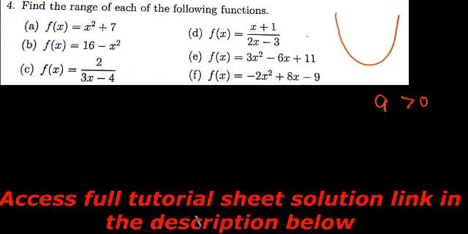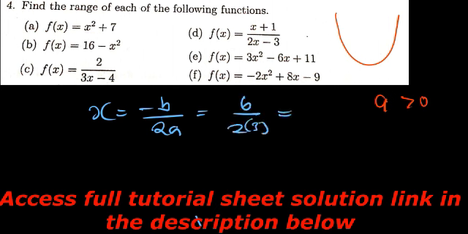Does that make sense? So to find the minimum value, we use this formula. We say x is equal to negative b divided by 2a. So what is b? It is negative 6. So the negatives cancel, we have 6 over 2 times 3. That gives me 6 over 6, so it's going to give me 1. That means x is equal to 1.